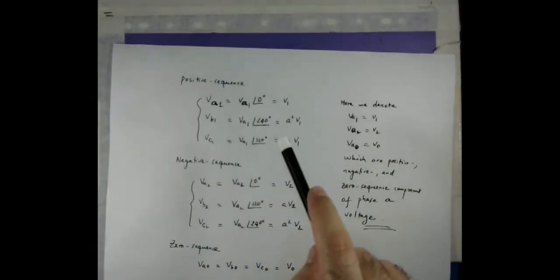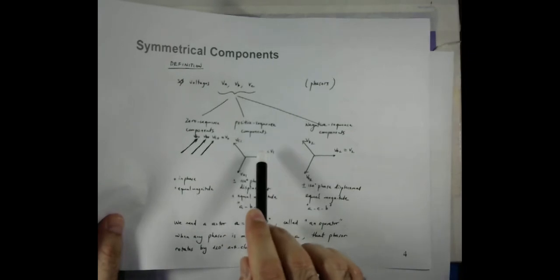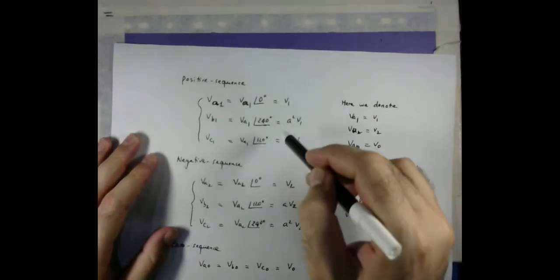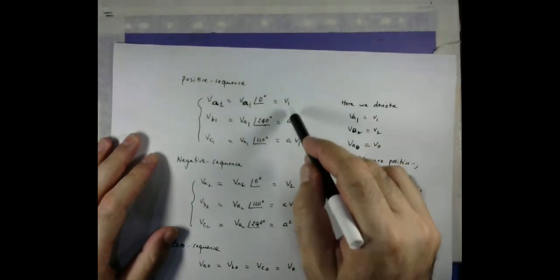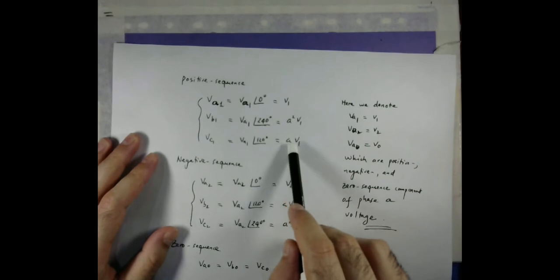So for the positive sequence, we call VA1, and as it is taken as a reference, it has an angle of 0. This quantity has an angle of 240 and this quantity has an angle of 120. So with the operator, it now looks like this: V1, A square V1, because VB1 is at an angle of 240, and VC1 is phase shifted by 120, so that is now A V1.